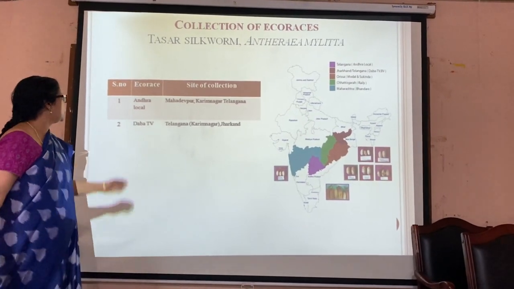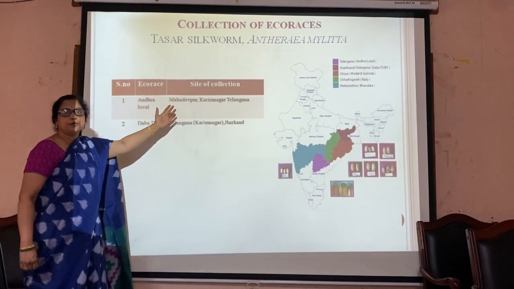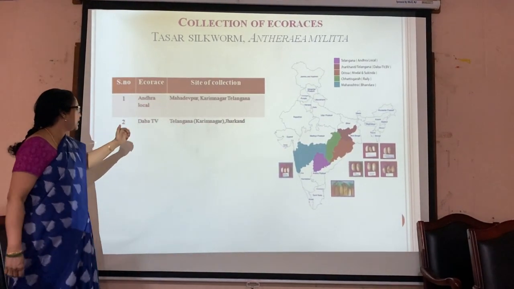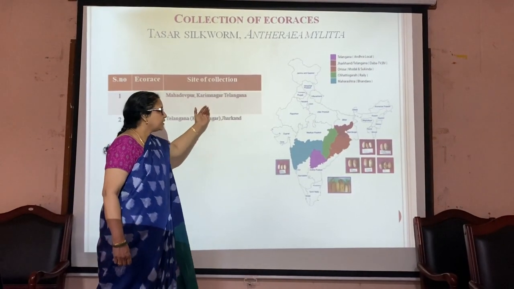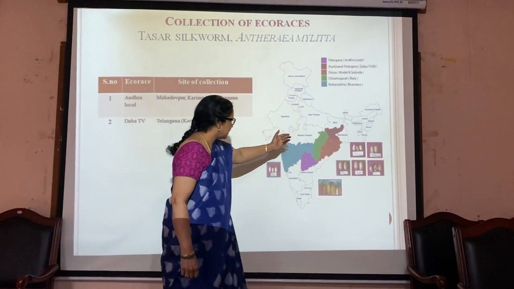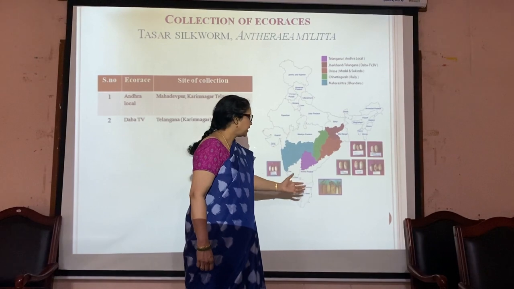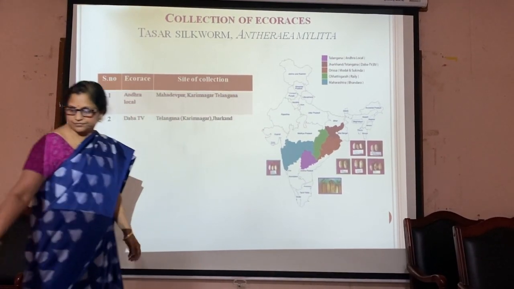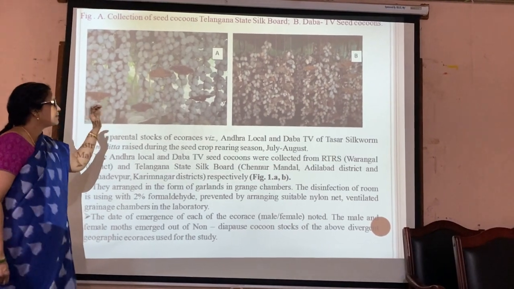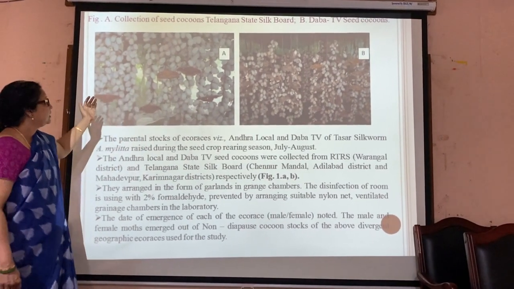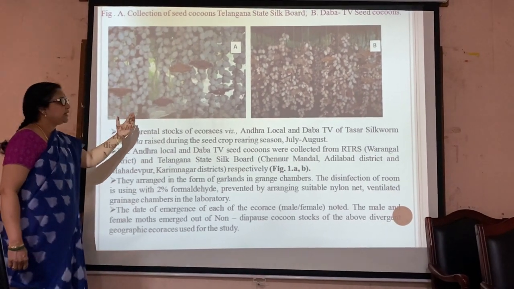We have collected two types of Tasar silkworm, that is Andhra local from Mahadevpur, Karimnagar in our state Telangana, and Daba Devi from Telangana as well as Jharkhand. So we have collected from two states, and these are the other places where all the ecoraces that we have collected have been shown. This is the collection of seed cocoons from the state silk board, the Daba Devi ecorace and Andhra local ecorace. So these are the parental stocks.